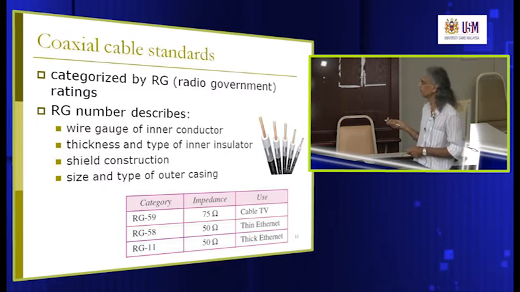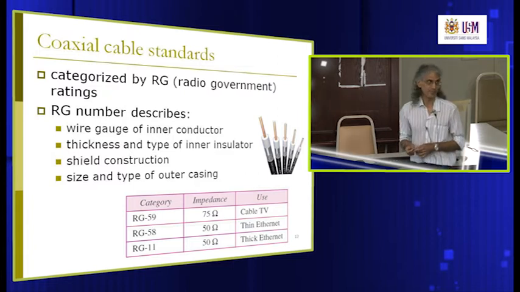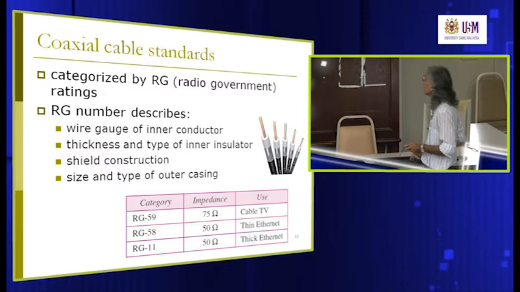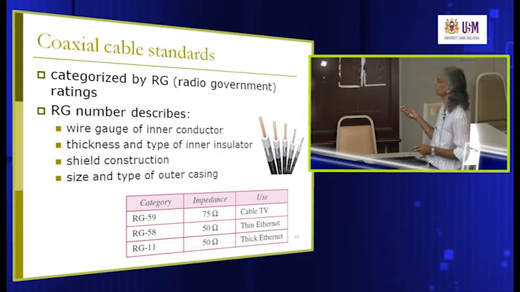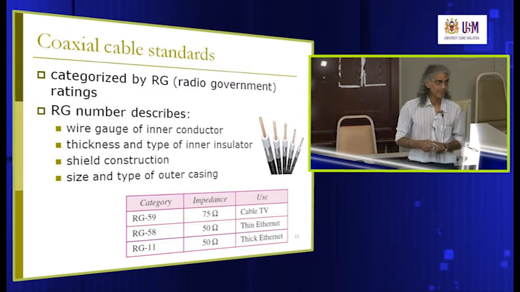RG59 is used for cable TV. The others are used for Ethernet. One is thin cable, one is basically thick cable. They all look the same. They all look like this, except that some are thicker, some are thin. So there are different standards on it.